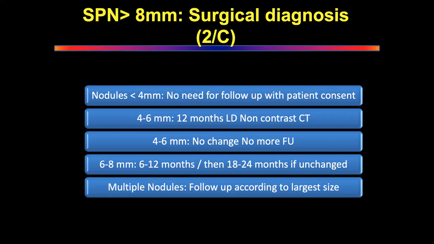These are all solid nodules we're talking about. If in the same patient the size was 6 to 8 millimeters, then you do one CT at 6 to 12 months. You would repeat the second CT at 18 to 24 months. If both of these are unchanged, you would discharge the patient. If there were multiple nodules, then the follow-up is according to the largest size. You fit them into this category, but the largest size is what you work with.